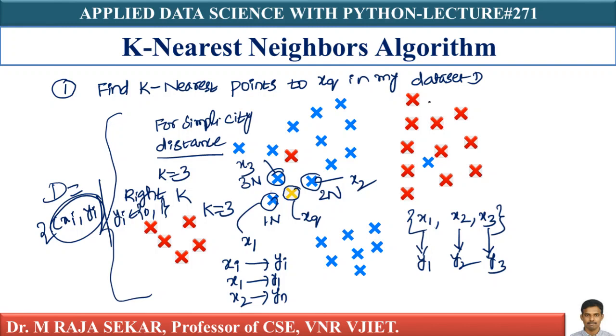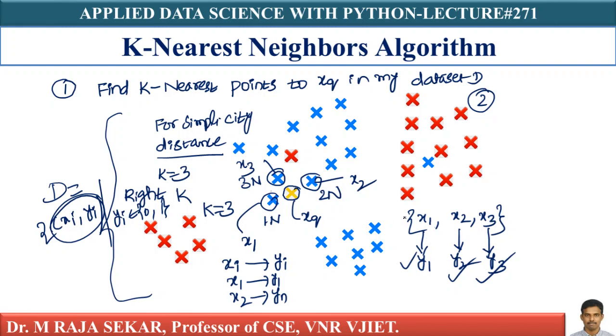Step number 2 is to take all the class labels of these 3 points. What are the class labels? y1, y2, y3. I will repeat: you take all the class labels of these 3 points, y1, y2, y3.